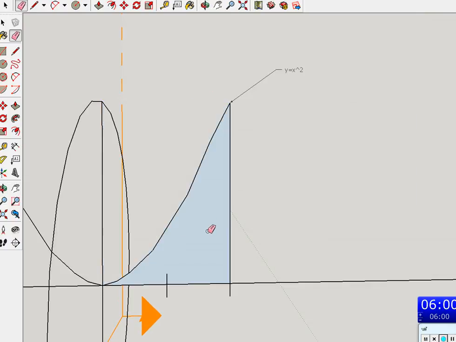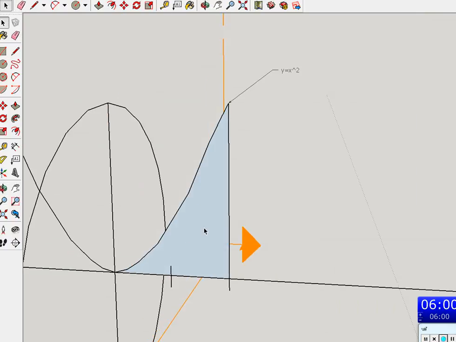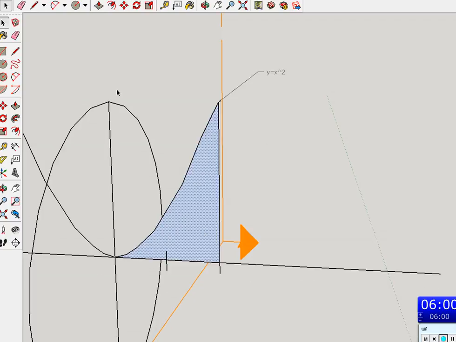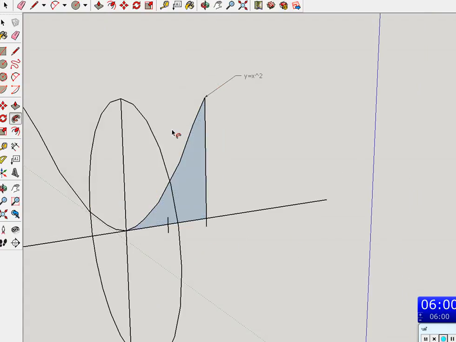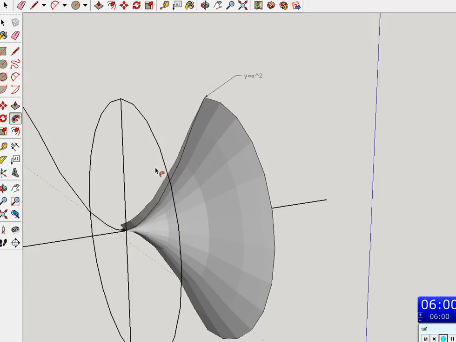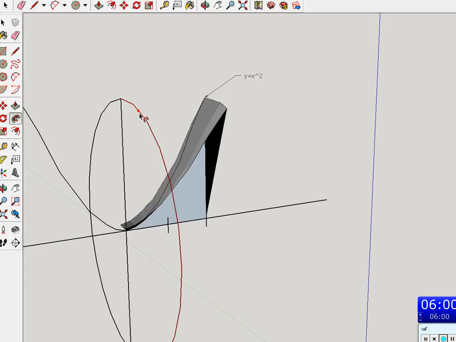All right, so imagine that we're going to take this shape right here and rotate it in a circle around the x-axis. So this circle represents the path that it's going to follow. Okay, so let's take this Hershey kiss. Okay, so it's going to rotate around this circle.